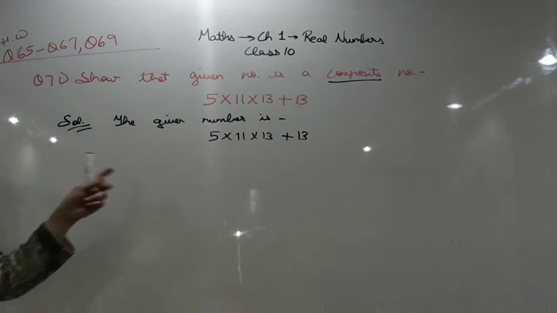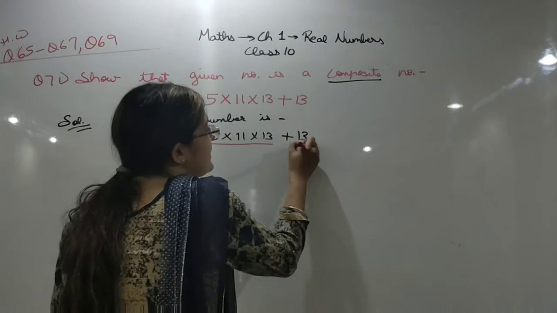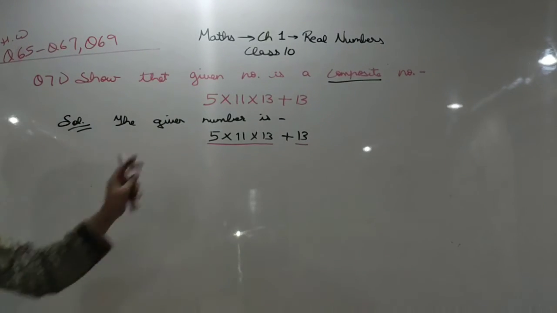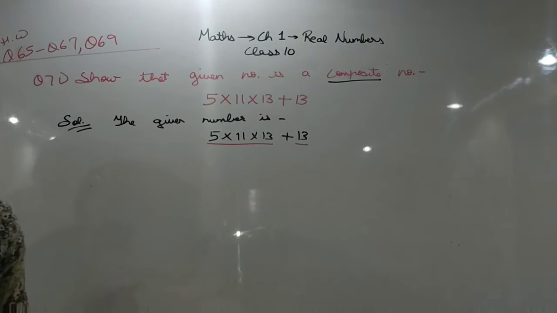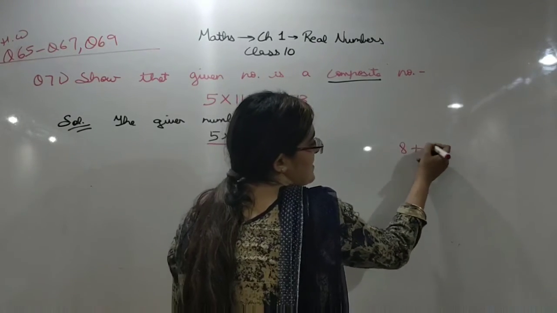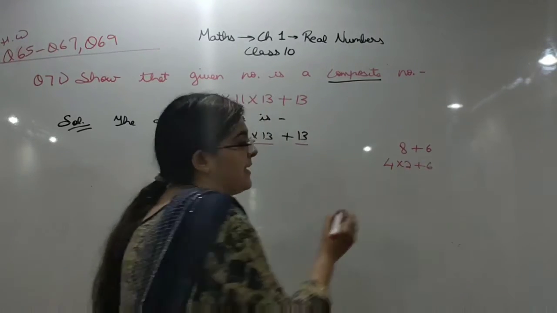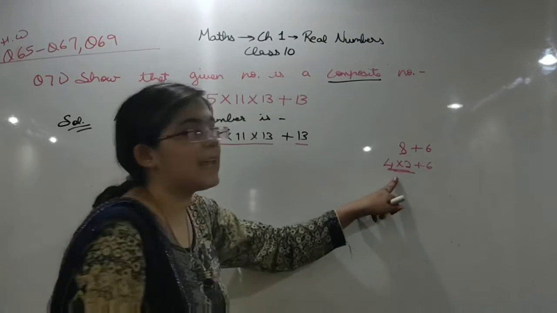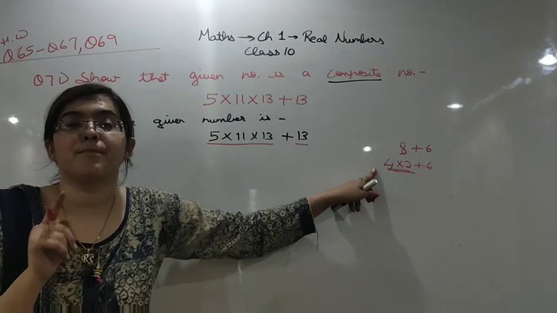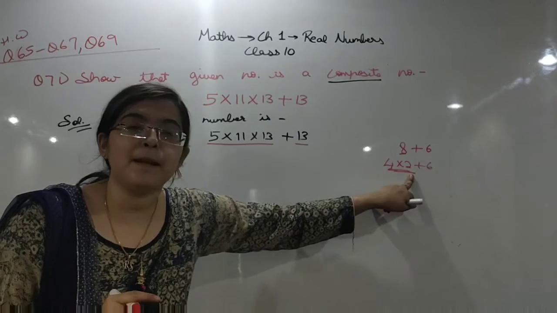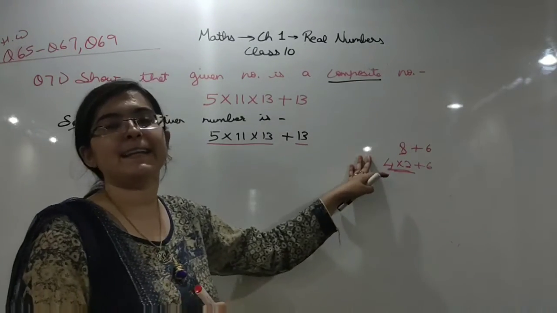If I ask how many terms are there in this number? There are 2 terms. This is 1 term and this is 1 term. Why is this the same term? Because they are in multiplication. Is it clear students? If I have written 8 plus 6 and I write 8 as 4 into 2 plus 6, then this is a single term now. The numbers which are in multiplication make up a 1 term. Is it clear to you?